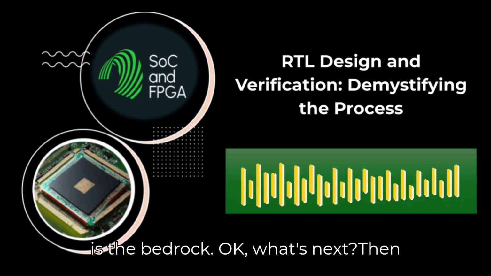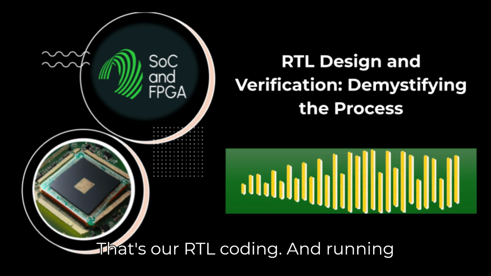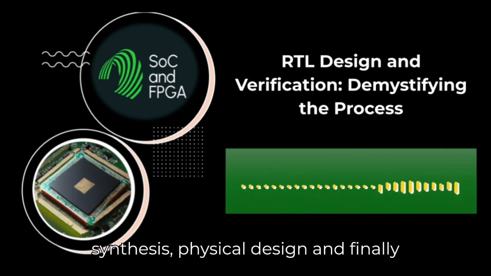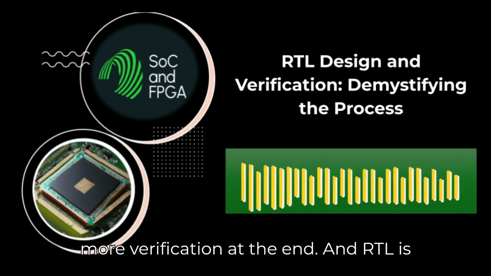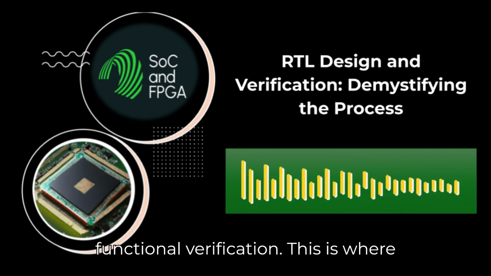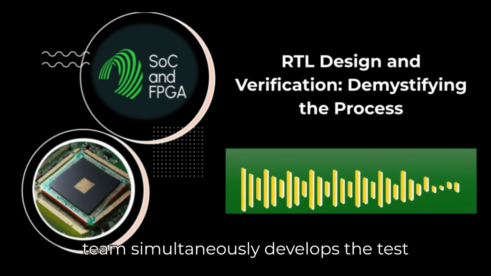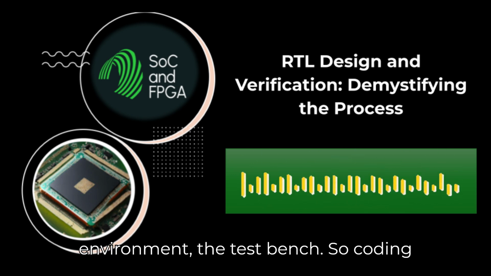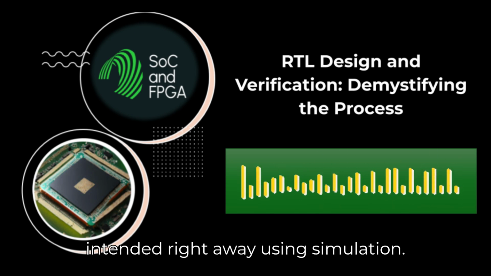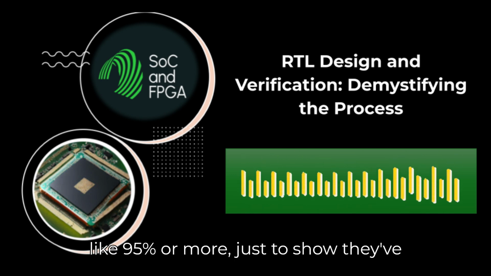Okay, what's next? Then comes ASIC architecture, figuring out the high-level structure. Then logic design, that's our RTL coding. And running parallel to that is verification, then synthesis, physical design, and finally, more verification at the end. And RTL is in that front-end part, so after specification comes... Design entry and functional verification. This is where the design team actually writes the RTL code, and crucially, the verification team simultaneously develops the test environment, the test bench. So coding and testing start together. Pretty much. You need to confirm the logic works as intended right away using simulation. Teams aim for high code coverage, often like 95% or more, just to show they've exercised most of the code.